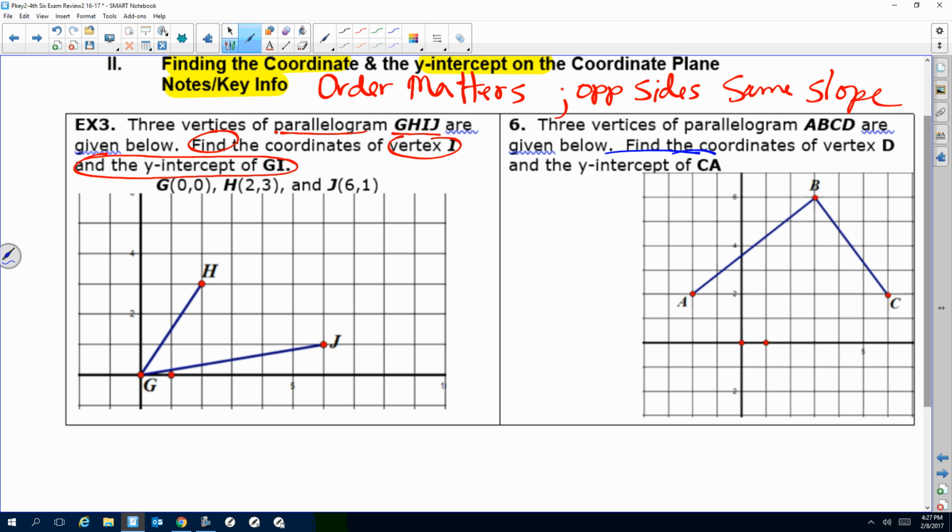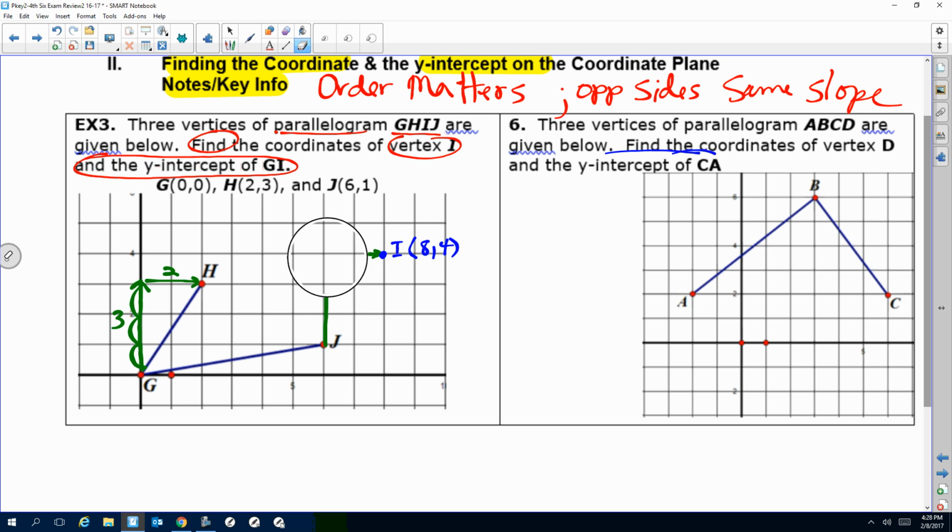If I count my slope here, I'm going up 1, 2, 3, a rise of 3 and a run of 2. So we're going to repeat that from J: rise 3, run 2. That lets me know where I is. I is going to be right here, and it ends up being at 8, 4. Now I can just connect them.